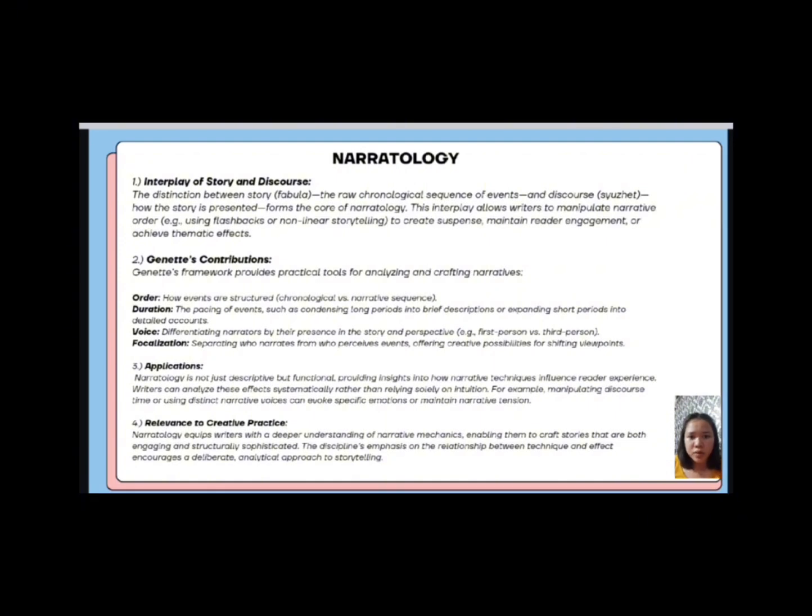Genette's contribution. Order: altering the sequence of events, like, for example, flashbacks and foreshadowing, can change the reader's perceptions, intensify suspense, or provide a fresh perspective.